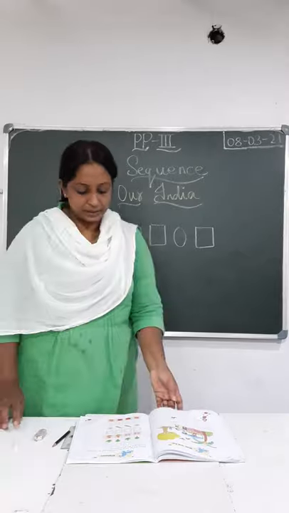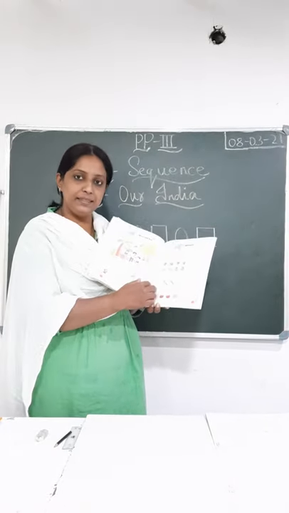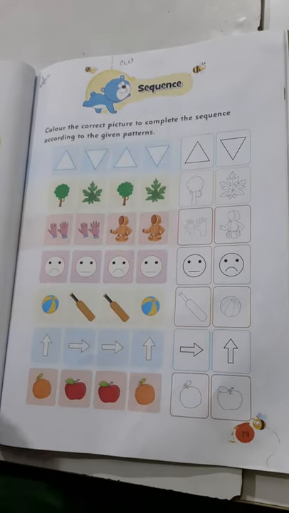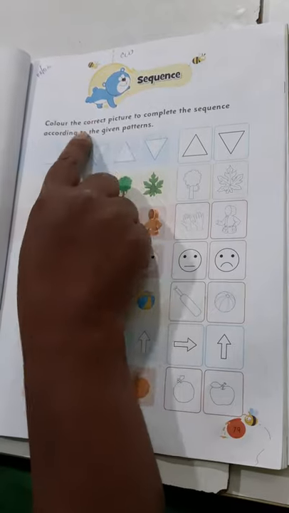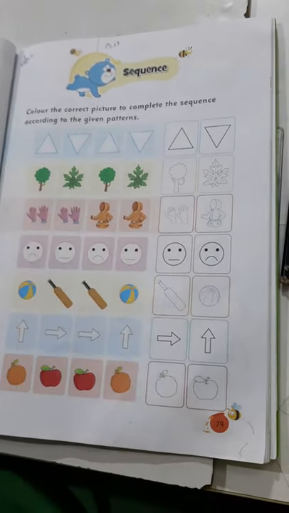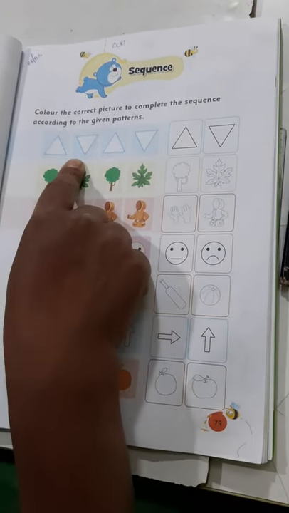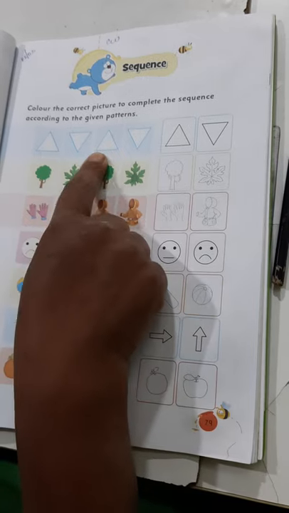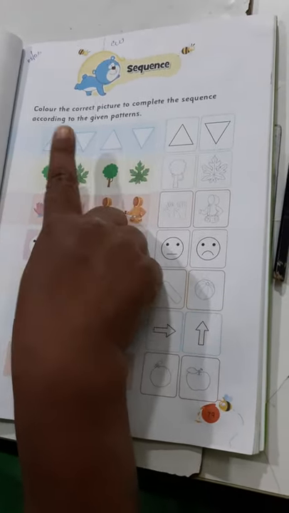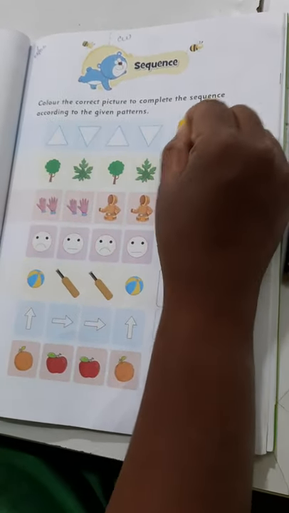We have an activity in your hands-on math book that is on page number 79 and 80. So let's learn this right now. So here if you see, it says color the correct picture to complete the sequence according to the given patterns. So here I have a triangle and then a triangle which is facing downwards, a triangle and a downward triangle. So what should be the next sequence? Yes, it should be the upward triangle. So we will color the triangle here.